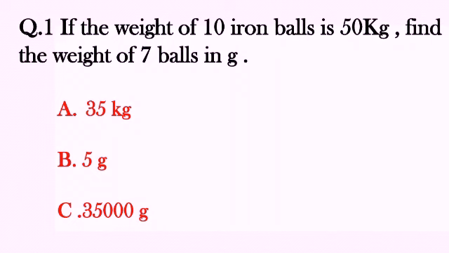Look at the first question. If the weight of 10 iron balls is 50 kg, find the weight of 7 balls in gram. Options are given. Option A 35 kg, option B 5 kg, option C 35,000 gram.